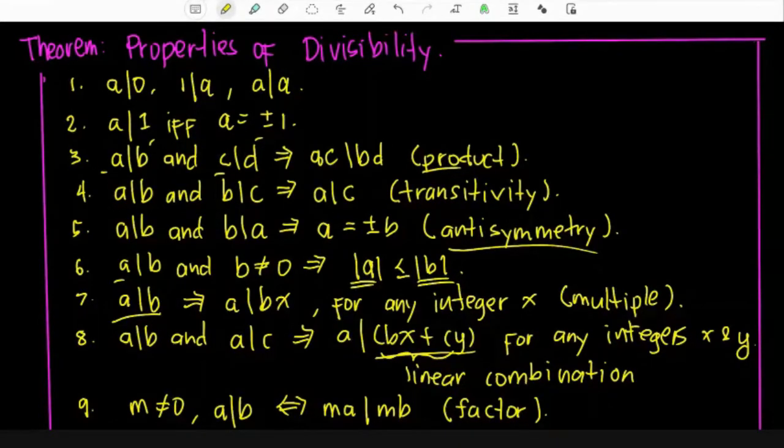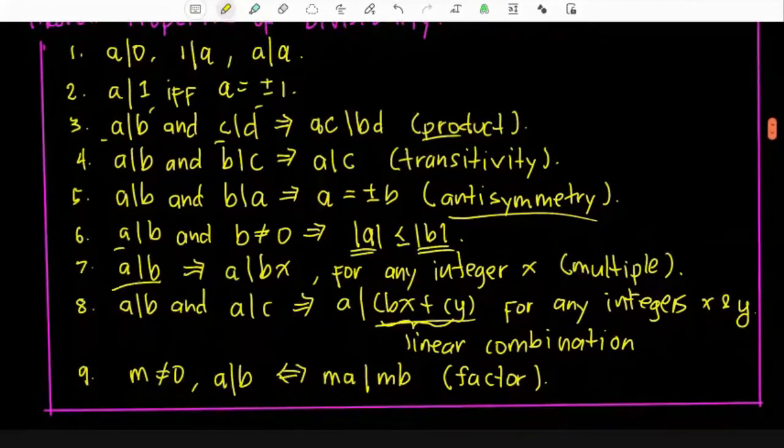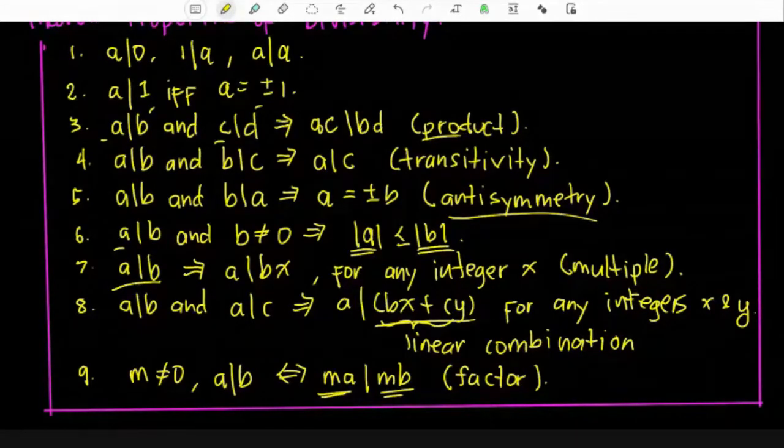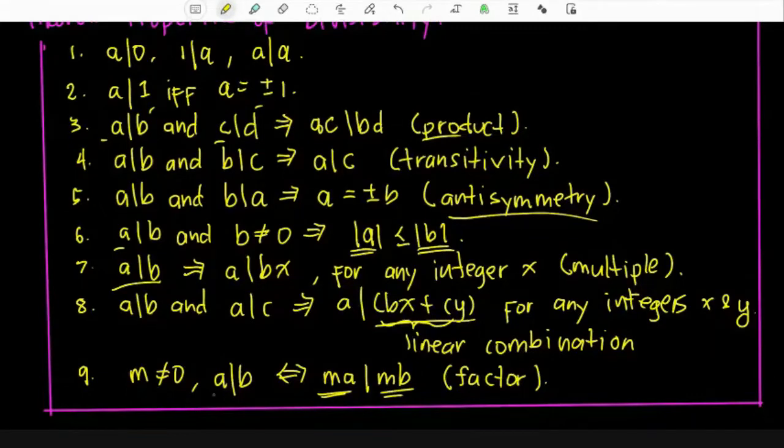If M is not 0 and A divides B, then MA divides MB. So, parang ito factor. Pag finactor mo yung divisor, tapos common factor siya ng dividend, pwede mong tanggalin yung common factor and still A will divide B.